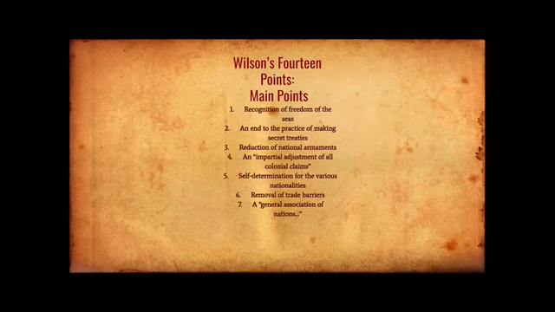The 7 main ones are recognition of freedom of the seas, an end to the practice of making secret treaties, referring to the Zimmerman telegram, reduction of national armaments, an impartial adjustment of all colonial claims, self-determination for the various nationalities, removal of trade barriers, specifically the blockade put on by Britain, and 7, a general association of nations. So the last point was his favorite. He definitely drove this one home.